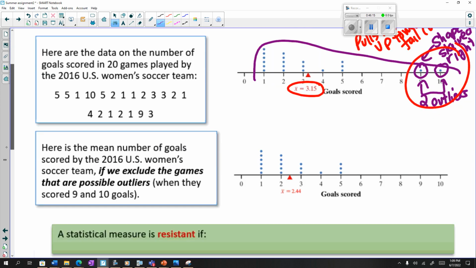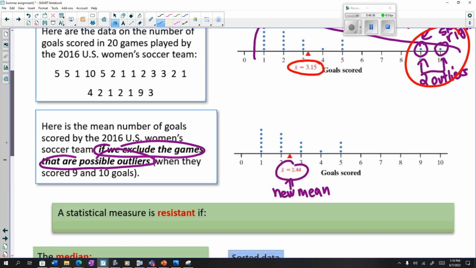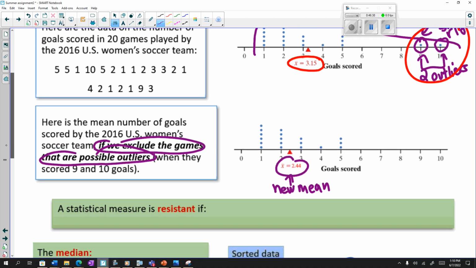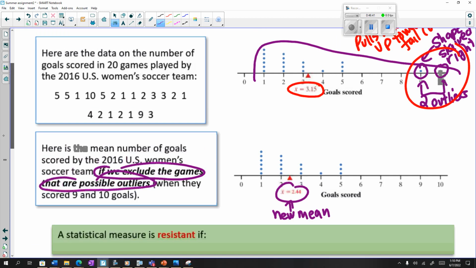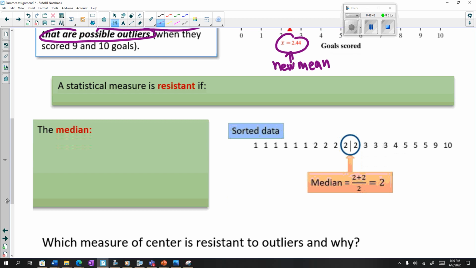So notice here, it says, here is the mean number of goals scored by the 2016 U.S. women's team if we excluded the games that were possible outliers, the 9 and 10. So notice, look what happened to the mean. Now the new mean is 2.44. That's a lot lower than what it was before because the mean before was 3.15. So the mean definitely got increased before with the 9 and 10. And as soon as you remove those outliers, it got moved. So the mean is not resistant to outliers.